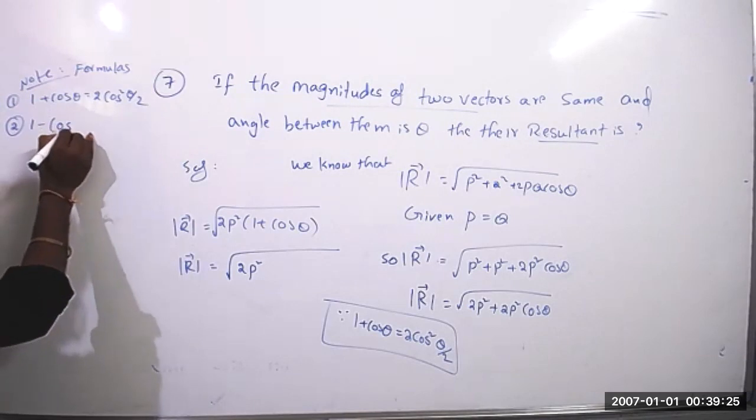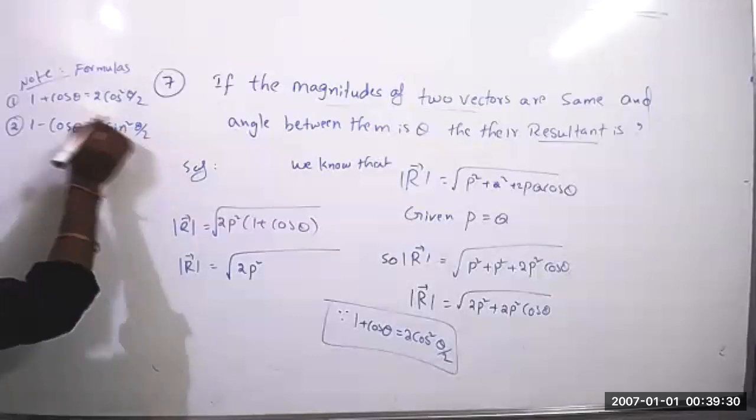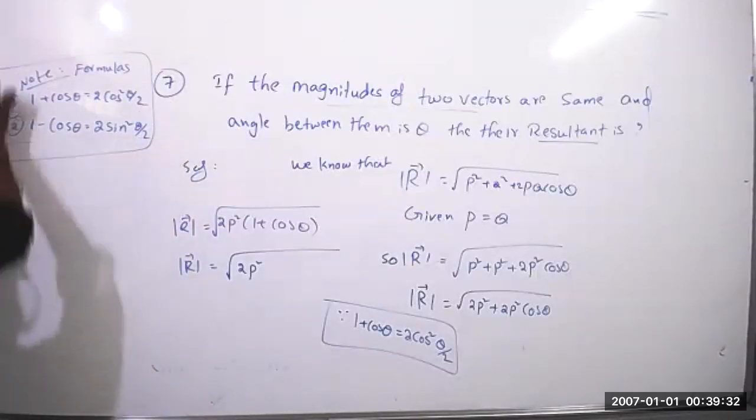1 minus cos theta equals 2 sin square theta by 2. These are the two formulas you should remember.